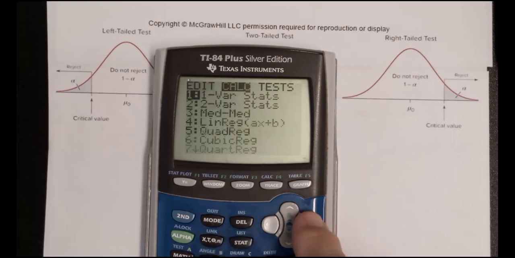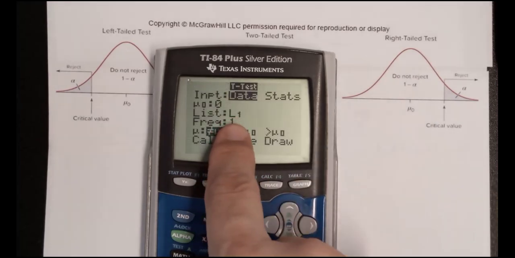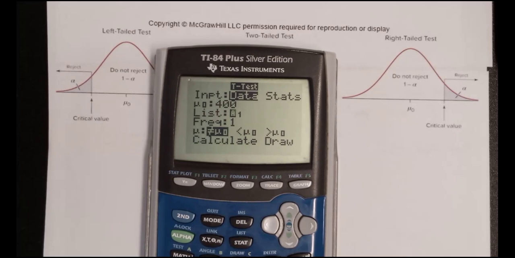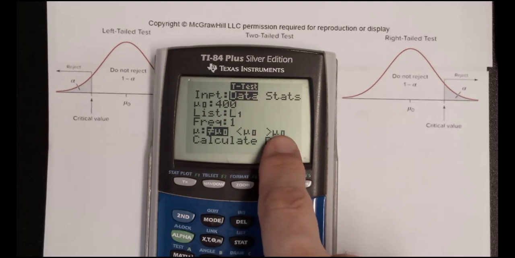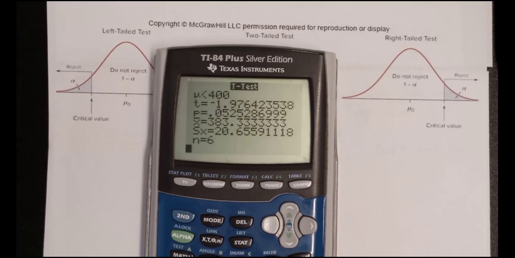Now I go back to stat and I do the t-test. My information is in list 1. My benchmark is 400. Am I doing a 2, a left, or a right? Oh, I was doing a left. It will actually draw the picture of the t-distribution and do the shading if you hit the draw option. I'm going to do the calculate option. T, 1.976. Isn't that the same one we got?